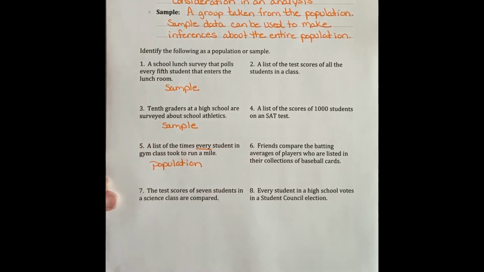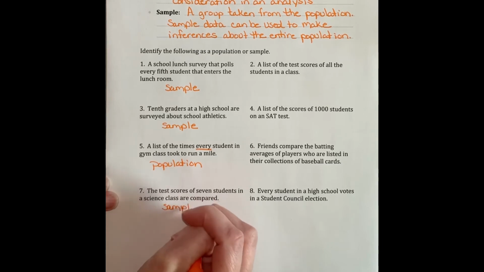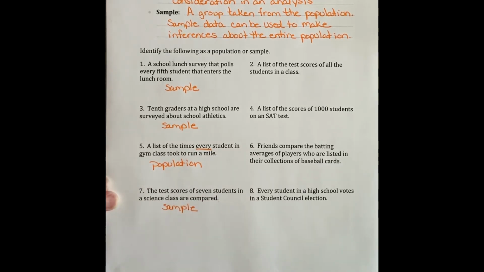And number 7, the test scores of 7 students in a science class are compared. This is more than likely a sample, unless there were only 7 students in the class, but we don't know that. Now you try the evens.